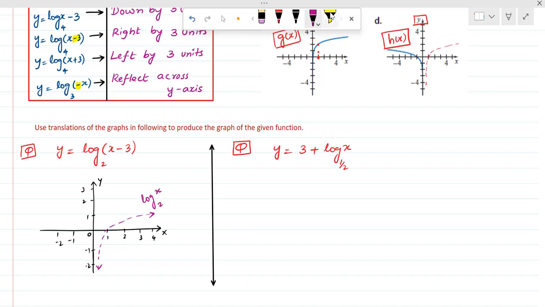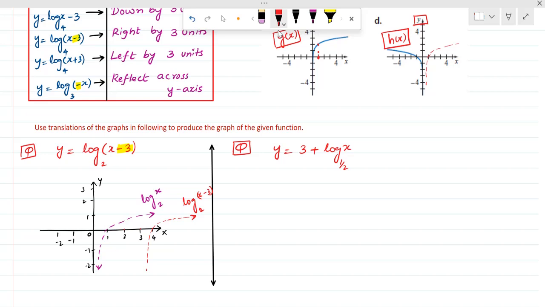What happens with the translation here? This is minus 3. Minus 3 means a shift right by 3 units, so 1 unit, 2 units, 3 units. This is shifted by 3 units. So this is the graph of log of x minus 3 base 2. So without a table, you can draw the graph.